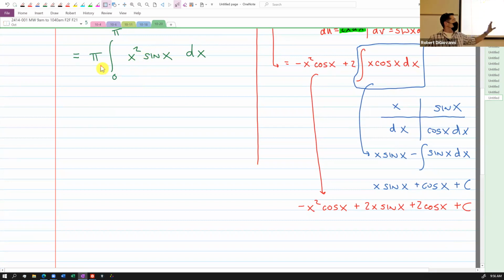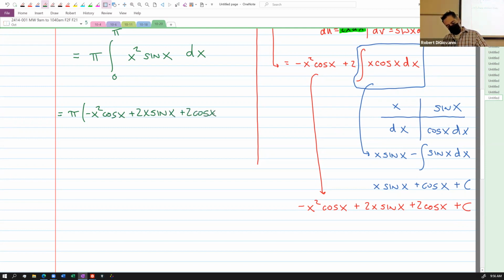So now I'm ready to come back over to this now. Okay. Any questions up to this point? So this is equal to pi. And now the antiderivative, which was negative x squared cosine x plus 2x sine x plus 2 cosine x, all of that's the antiderivative, evaluated from 0 to pi. So we're going to need to plug pi into this, right? So we're going to need to know what cosine of pi is and sine of pi. And then we're going to have to plug in 0, and hopefully you know what cosine and sine of 0 are.